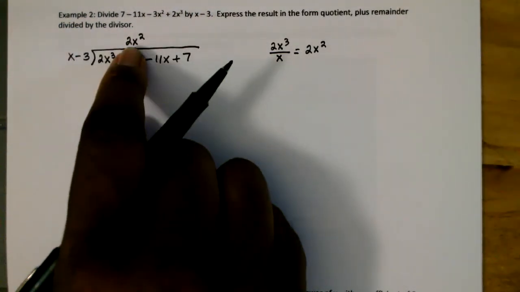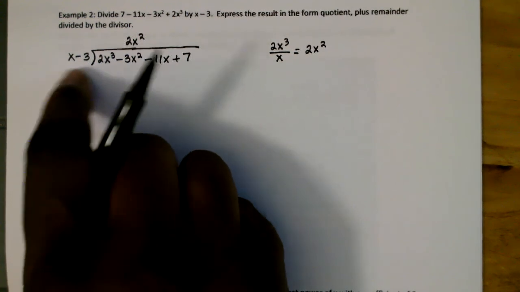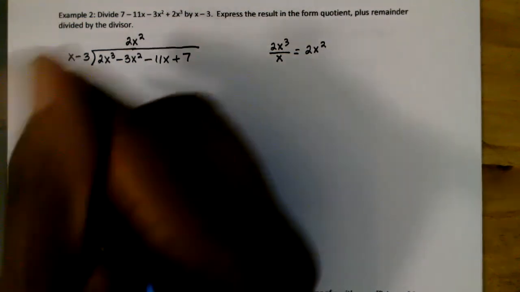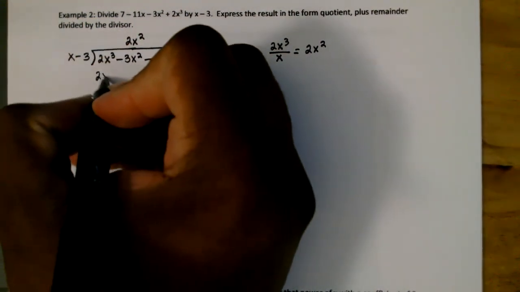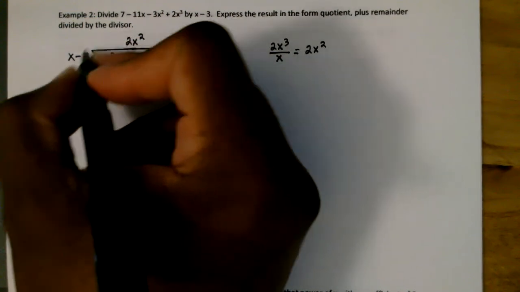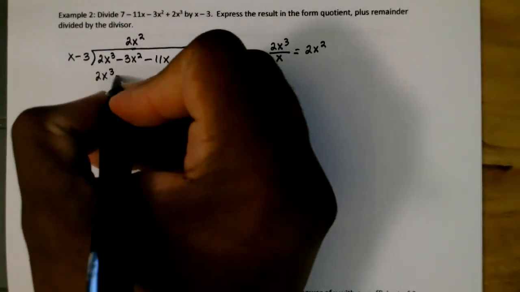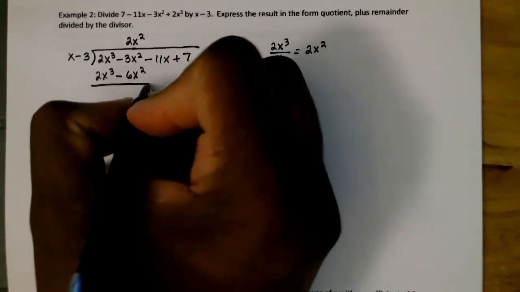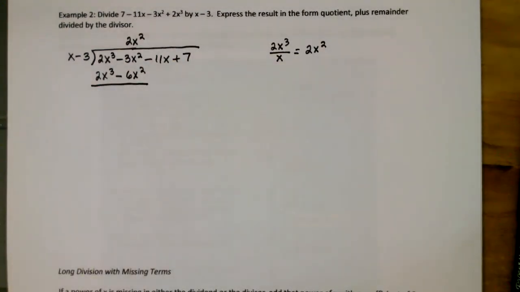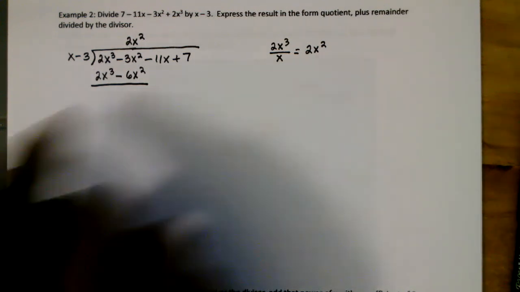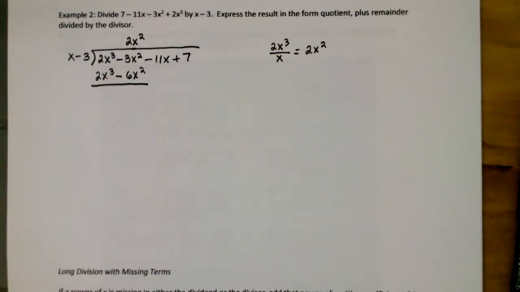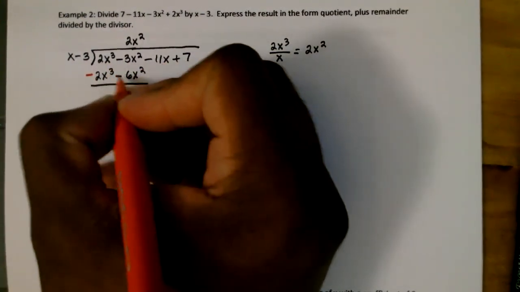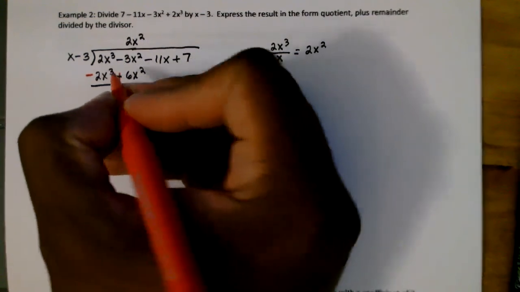And then I'm going to multiply that 2x squared times each term in the divisor. So if I do 2x squared times x, that's 2x cubed. 2x squared times the minus 3 would be a minus 6x squared. And then we subtract by changing the sign of each and every term. So this 2x cubed becomes minus, the minus 6x squared becomes a plus.